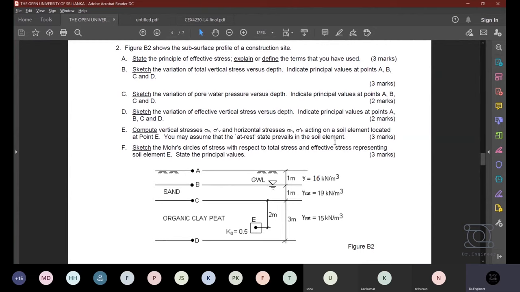Sketch the variation of total vertical stress versus depth. Indicate the principal values at A, B, C, and D. If you find the values at A, B, C, and D, you can draw the graph much more easily. Please use graph sheet so you can draw to scale, and the graph would be accurate and much nicer. So I'll move to the whiteboard and do that one.